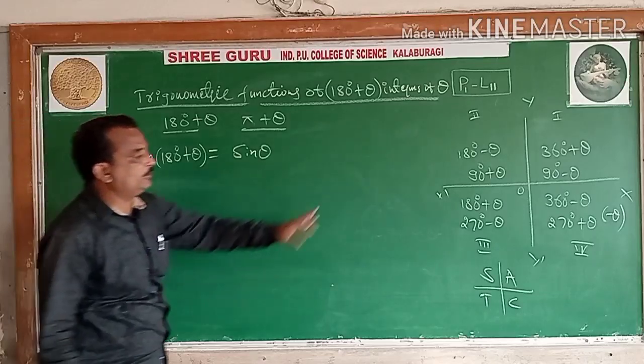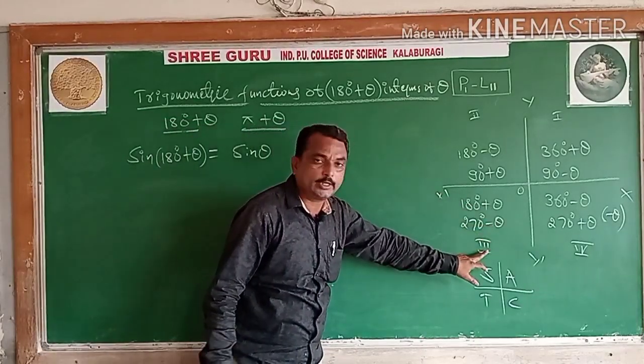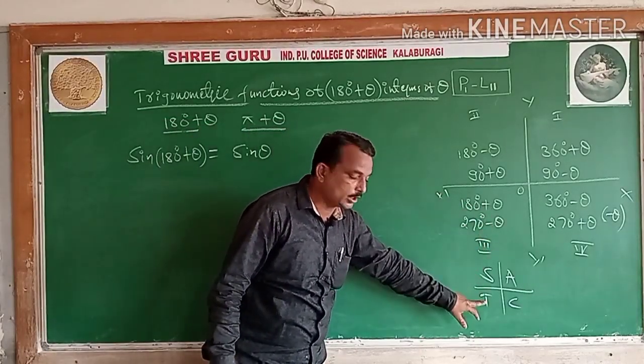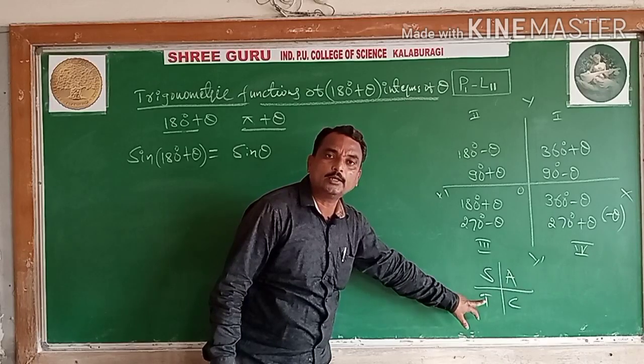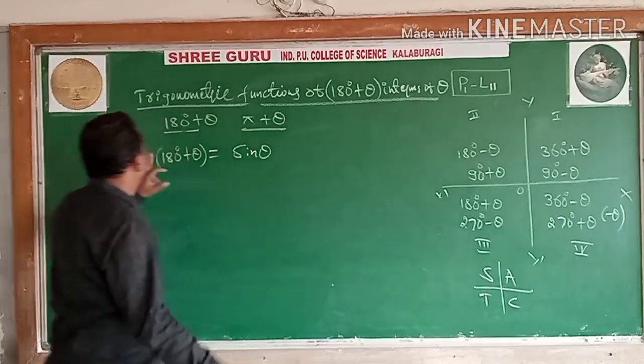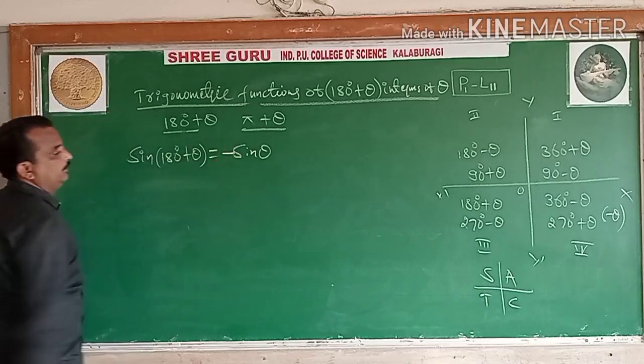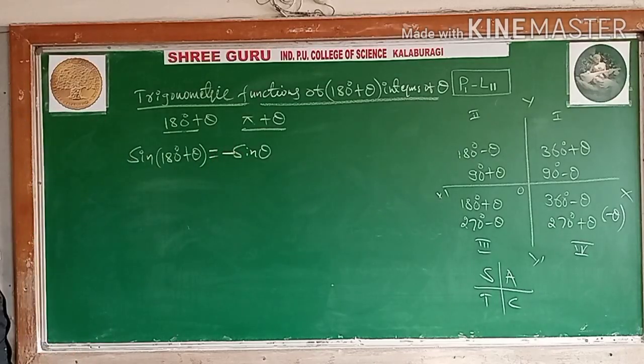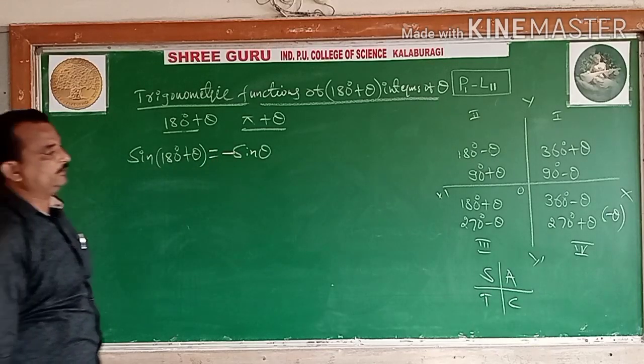Which quadrant angle is it? 180 plus theta is a third quadrant angle. In the third quadrant, what are positive? Tan and cot are positive, remaining functions are negative. It is a sine. Is it negative? Yes, it is negative. Sine of 180 plus theta is minus sine theta.